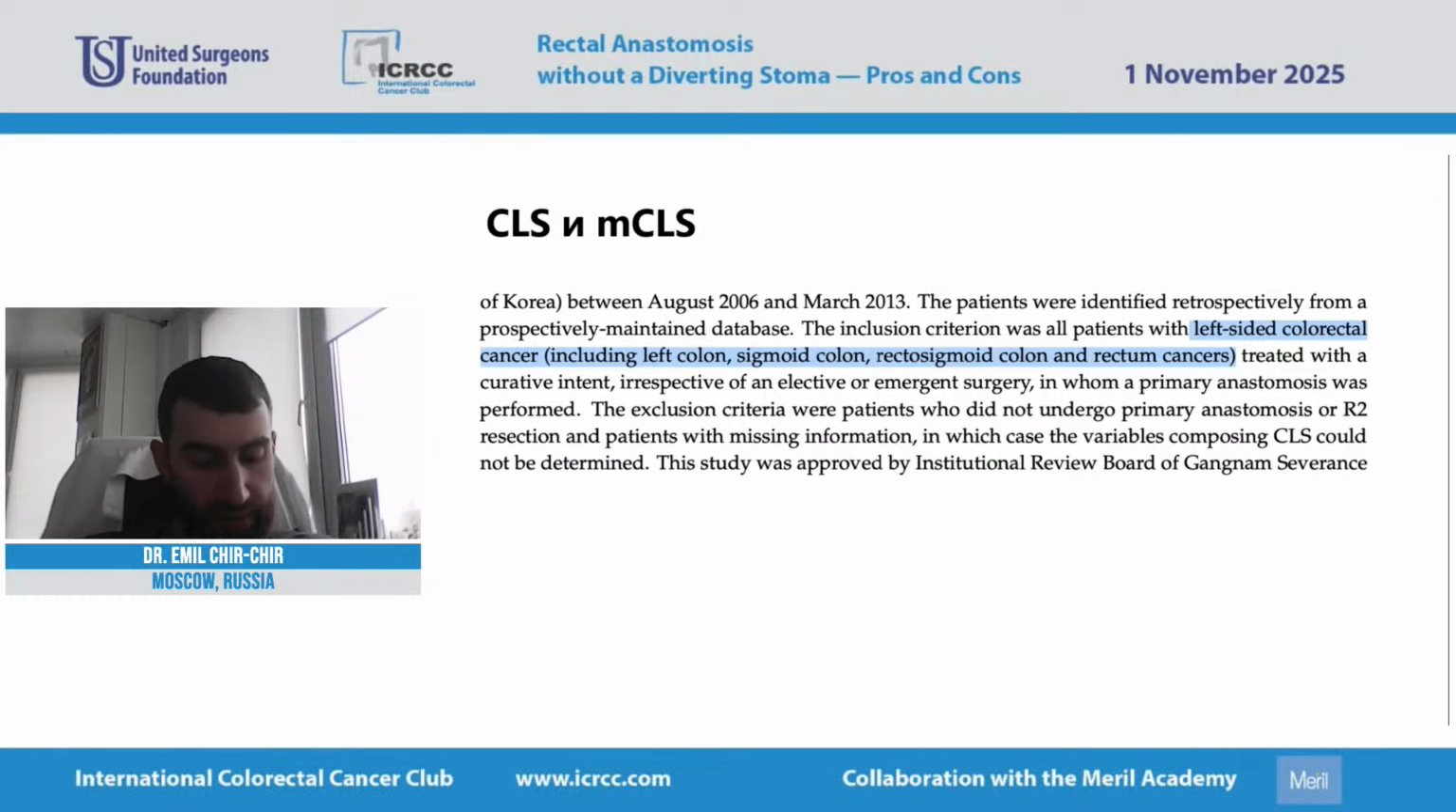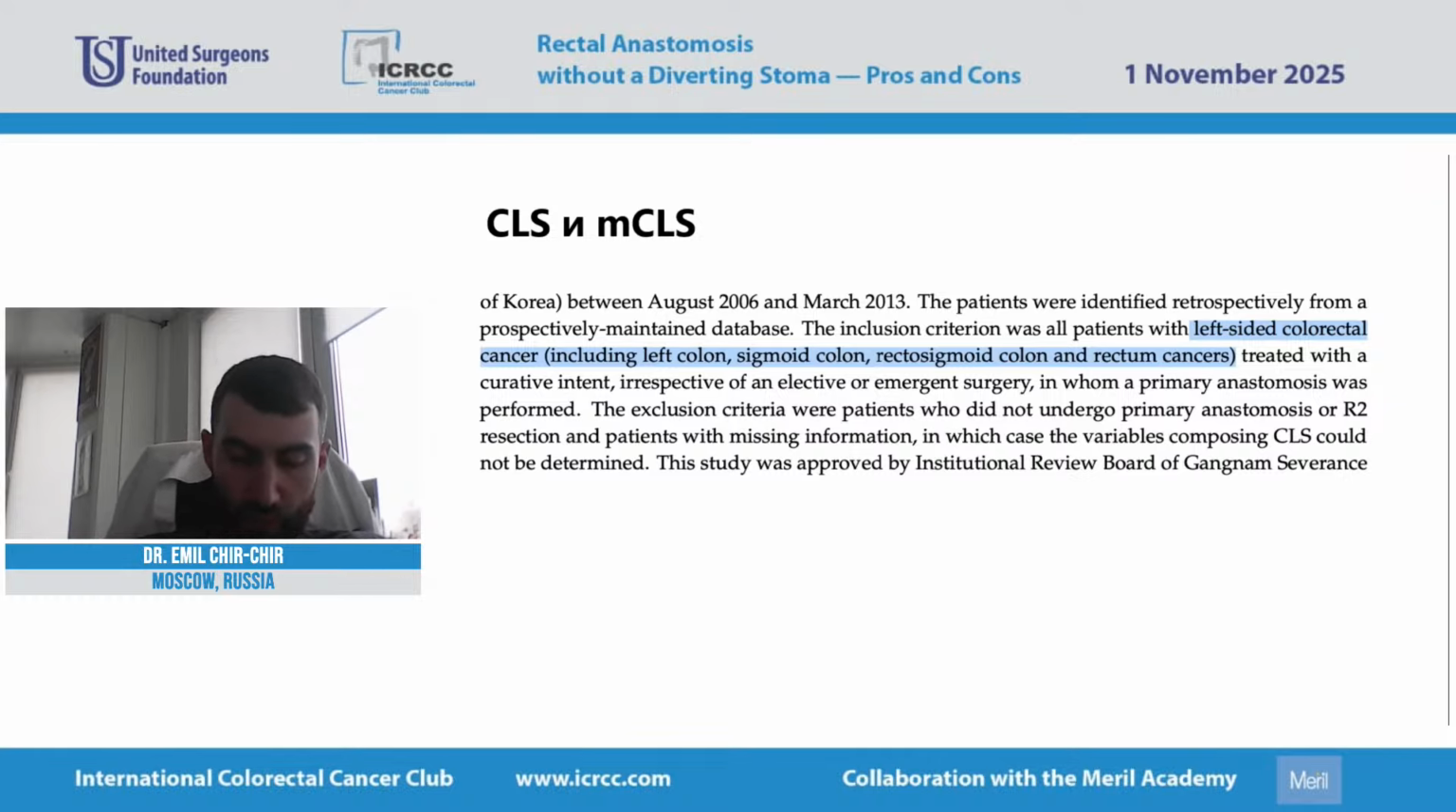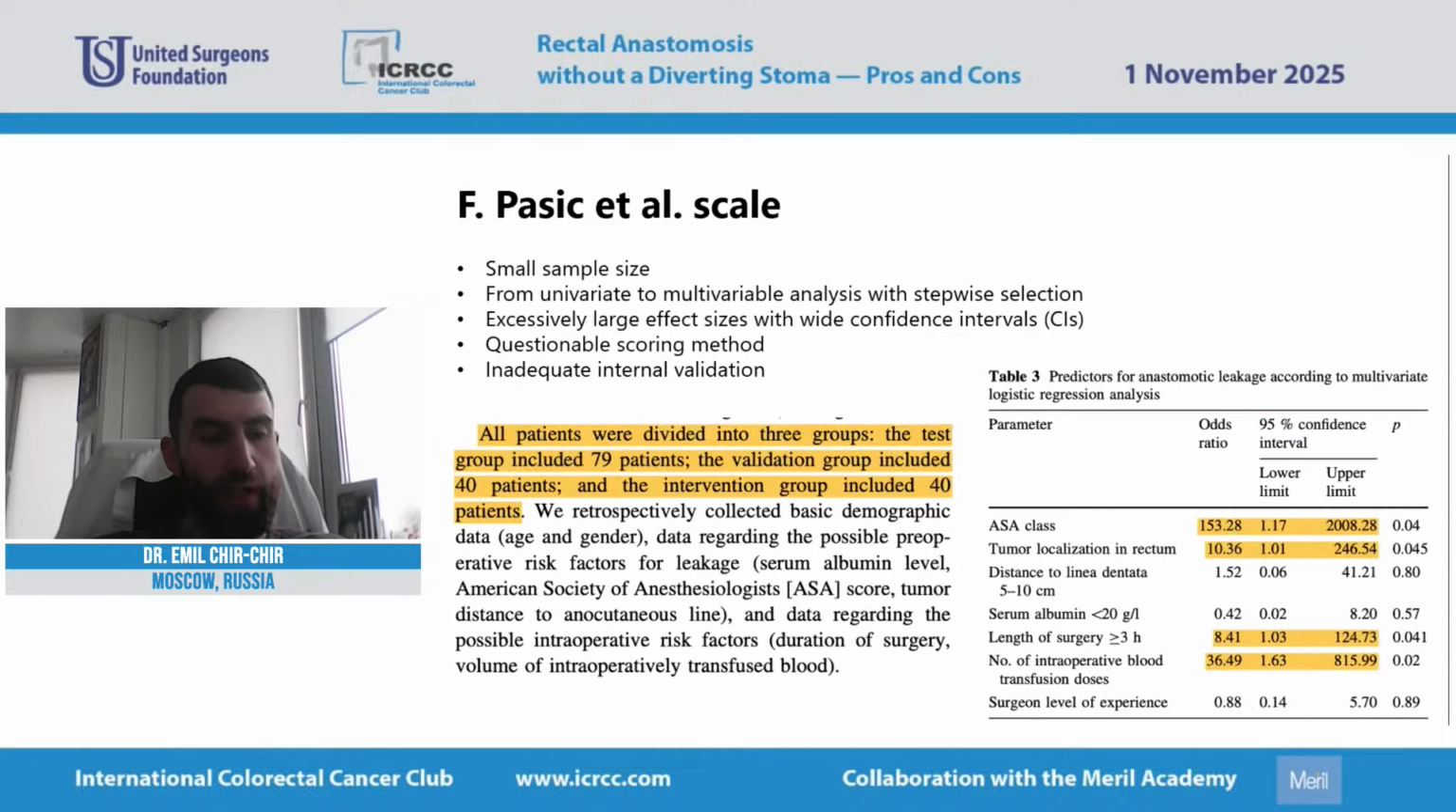But these scales still have a drawback. They were created only for left-sided cancers. Is there a clinical difference in leakage between the left and right sides? In the Passage and Calic scale, there is validation, of course, but everything else is done very poorly. It definitely should not be used and perhaps should not be resorted to further either.